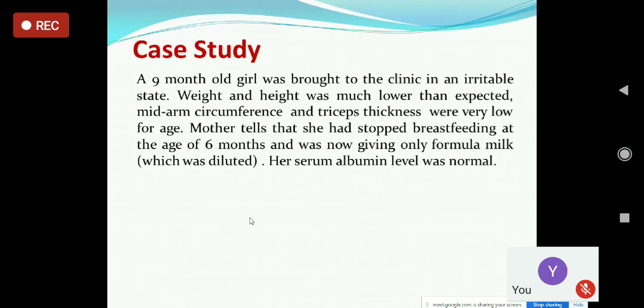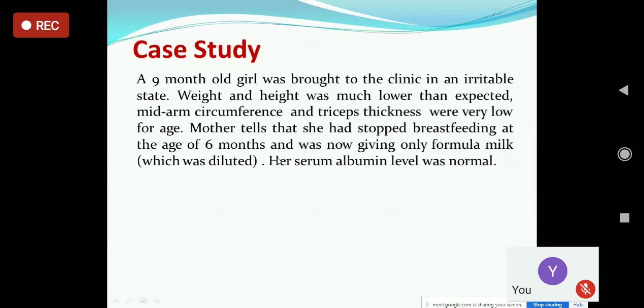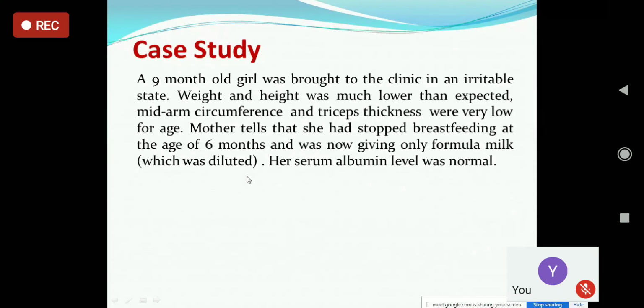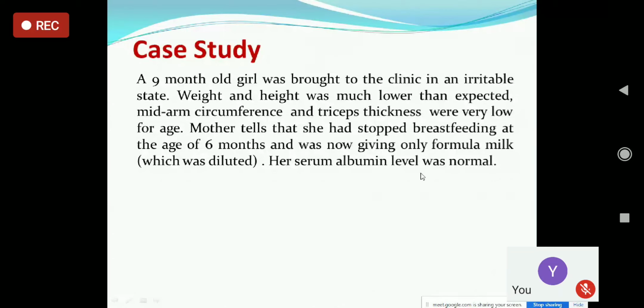Normally, formula fed babies do not get marasmus. Do not be confused. There is a certain procedure for making the formula milk. But if you make it in a dilute form, if you add a lot of water and only a little amount of formula, then it gives rise to some sort of protein energy malnutrition. And her serum albumin level was normal. So there is no history of edema, and her serum albumin was also normal.